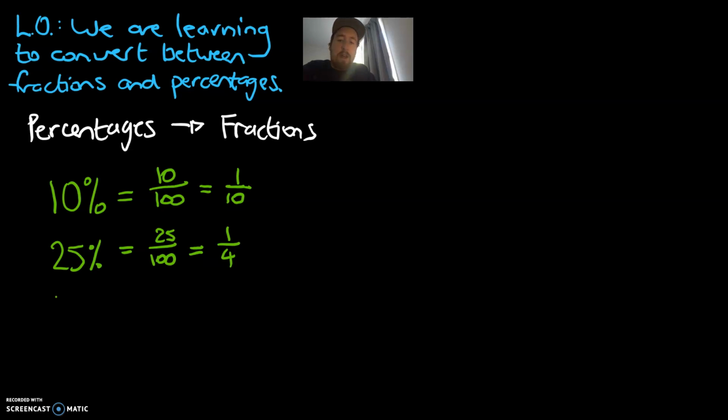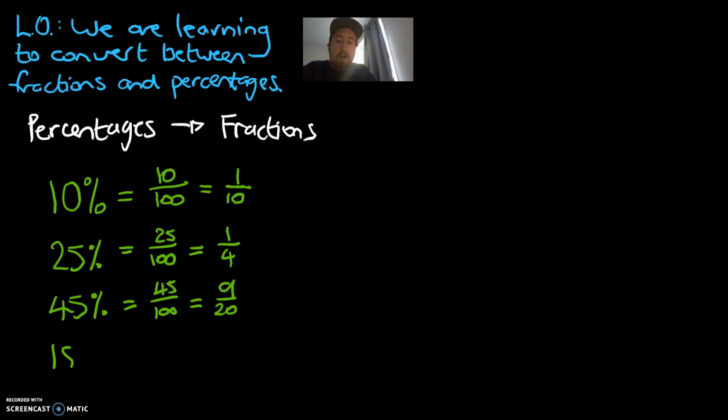And then let's try a more difficult one. What about something like 45%? That would be 45 over 100. And we need to think what factor, so we learned about factors, what factor do 45 and 100 both have in common, the highest factor? I think they've both got a 5 in common, and that means there would be 9 5s up the top and 20 5s down the bottom.